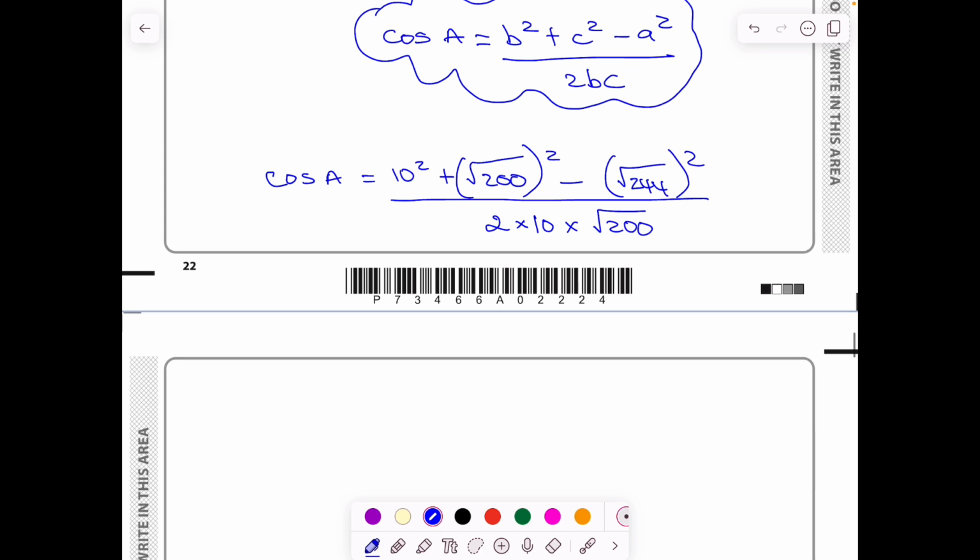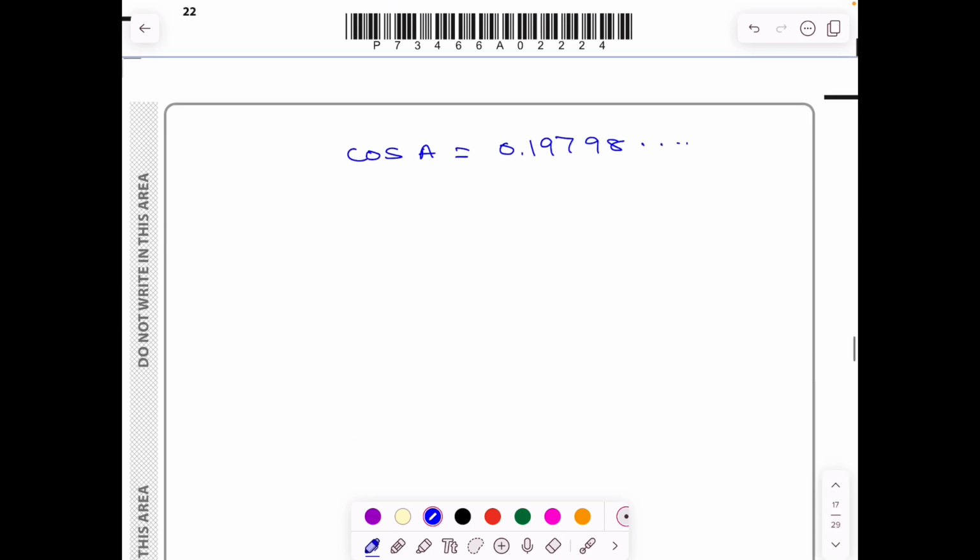Perfect. That gives you cos A, once you've done that on your calculator, 0.19798, and so on. Then we do the inverse cos to find the actual angle. So we did inverse cos of 0.19798, and that gives me an angle of 78.6 degrees. Okay.